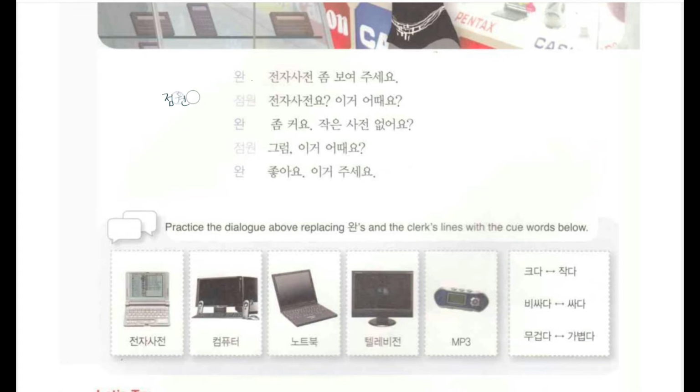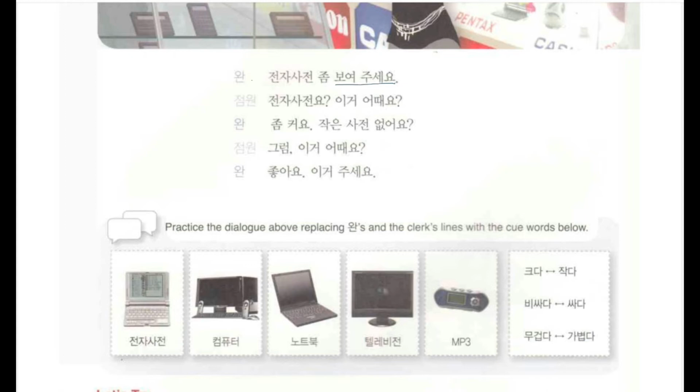자, translation first. She asks, 전자사전 좀 보여주세요. Please show me an electronic dictionary, please. 전자사전요? Electronic dictionary? 이거 어때요? How about this?